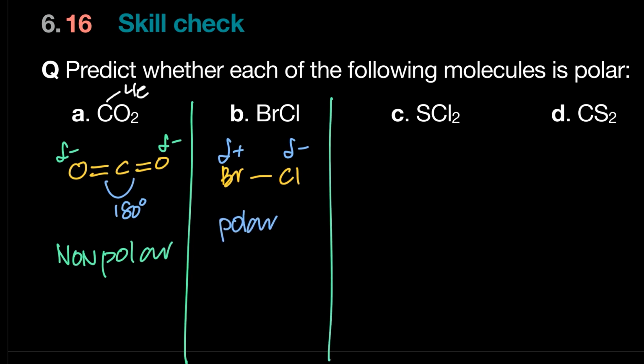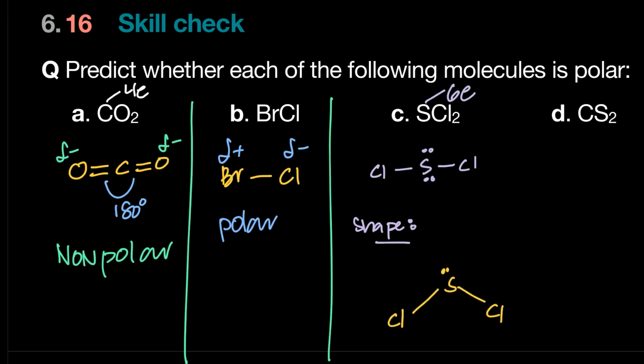Now goes to SCl2. Sulfur is in group 6, 6 outermost electrons. How many are bonded? 2. So 2 bonds and 2 lone pairs. So what's the shape then? Bent. Absolutely. So it is bent. Angles for 2 bonds and 2 lone pairs are approximately 104 degrees or so. And will this be polar or non-polar? This will be polar because it's irregular.